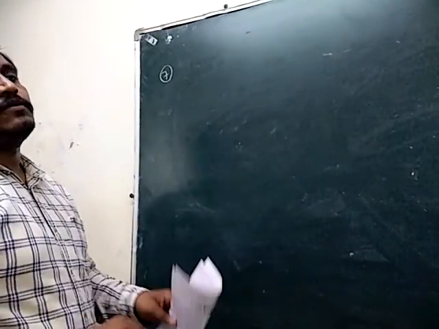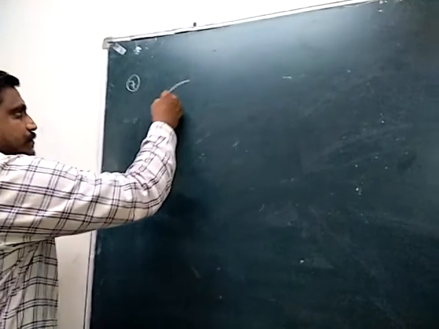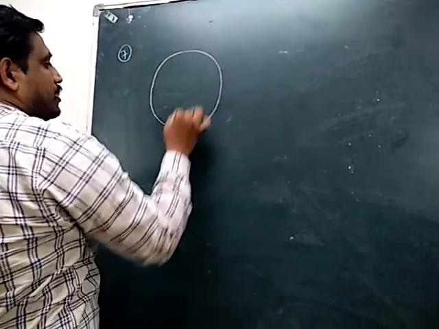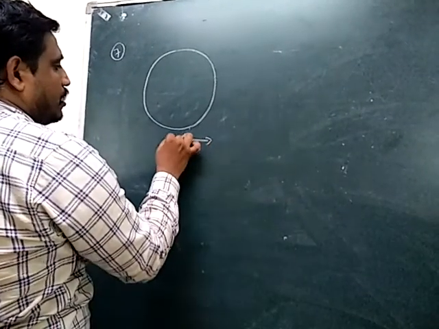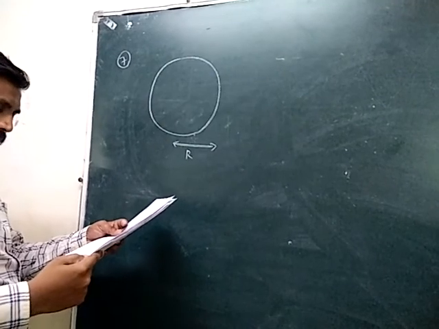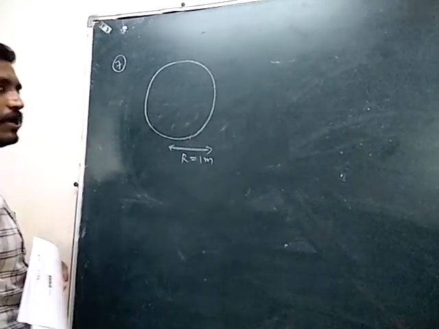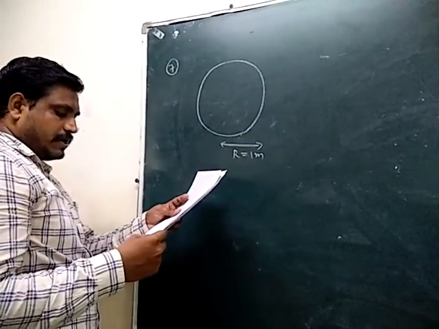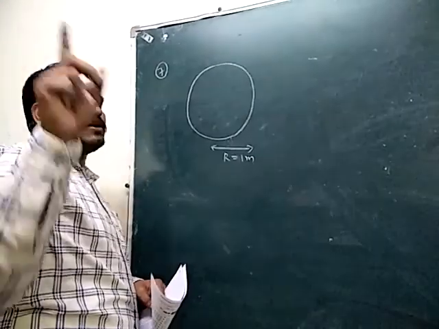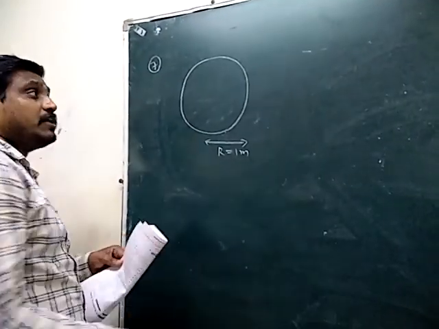Most important problem. Here the question agenda is, this is the sphere. Its sphere radius is given capital R. Sphere radius is capital R. Its value is 1 meter. Okay. Here a sphere of radius 0.5 meters is removed from the edge.